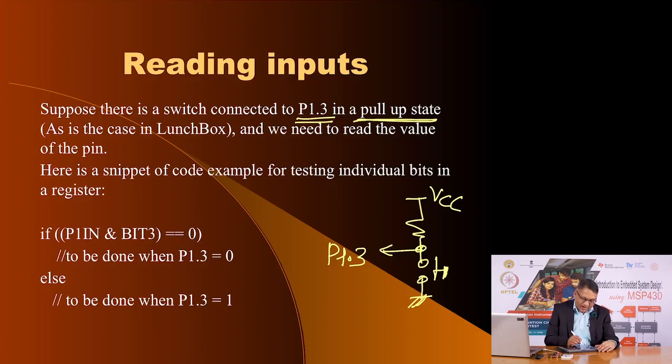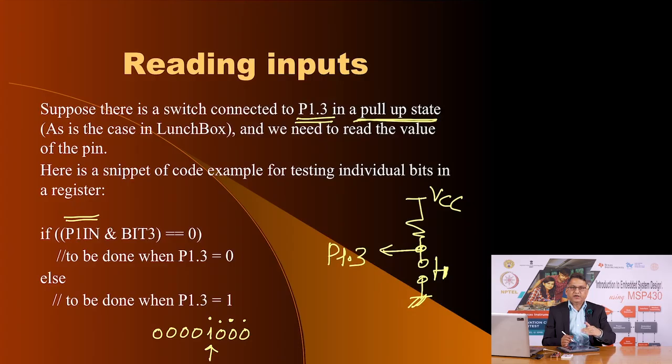So, reading P 1 in and then ANDing it with bit 3 is nothing but a mechanism to identify and isolate bit 3. Its value is 0 0 0 0 1 0 0 0. Why? This is bit 0, bit 1, bit 2 and bit 3. So, on bit 3 there is a 1, this is a mask value, and by ANDing whatever has been read from port 1 in with this, you will get a binary result.